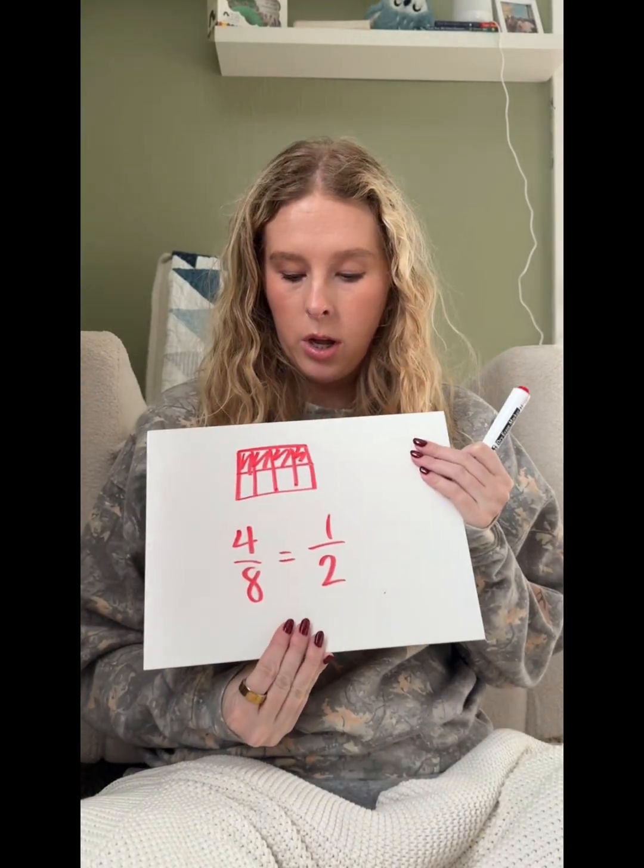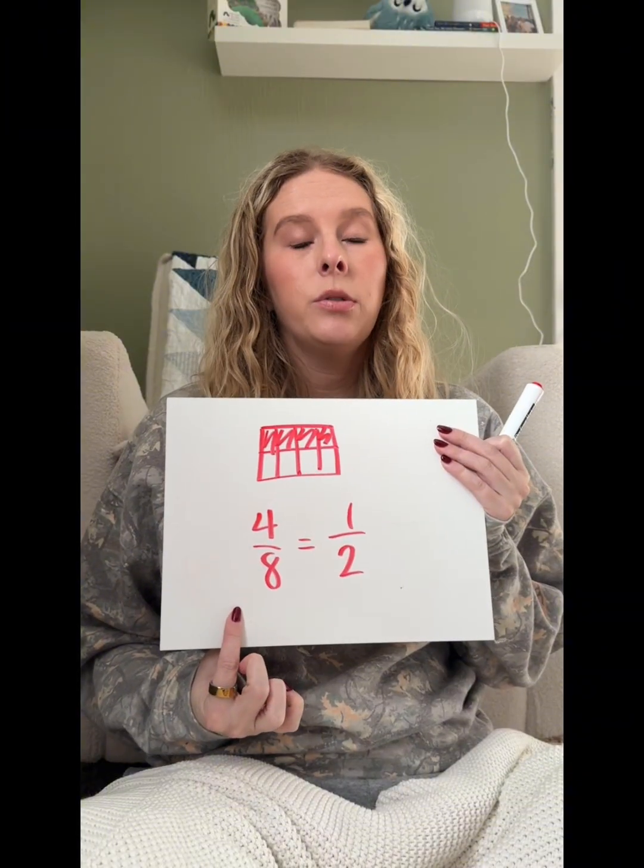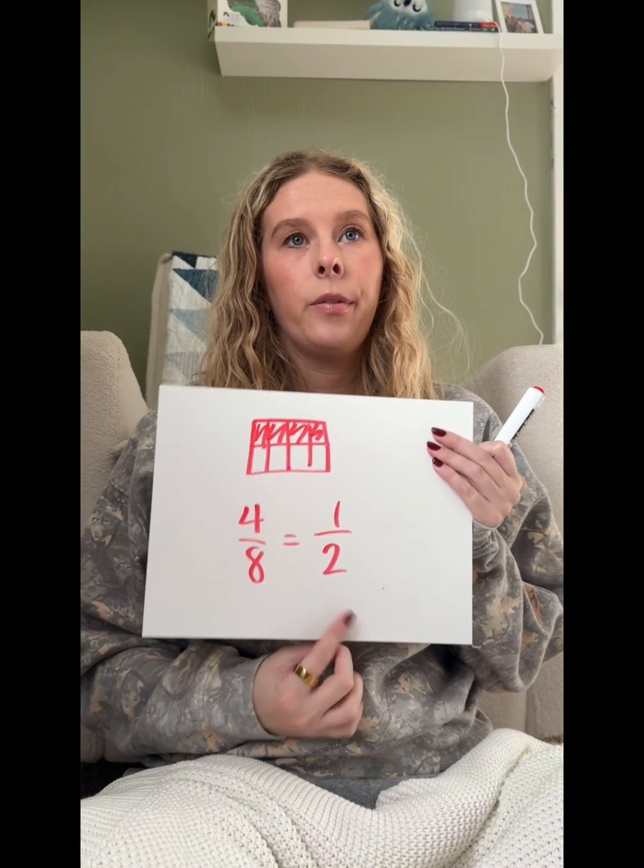So for today's video, we're going to be learning how to simplify fractions. And what it means to simplify a fraction, or to put a fraction in simplest terms, is just to make an equivalent fraction with the smallest numbers possible. So for example, 4/8, when you simplify that, that's 1/2.